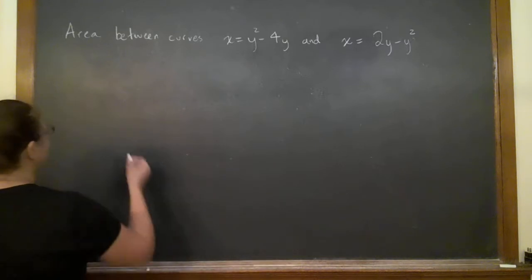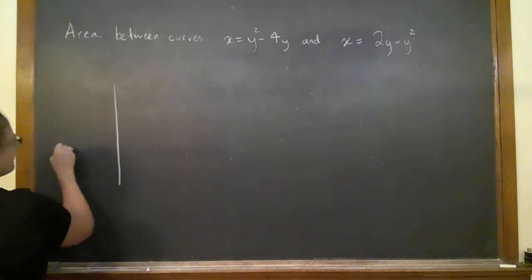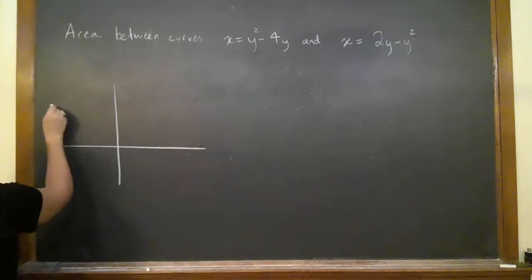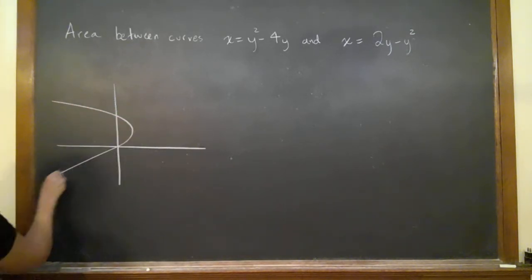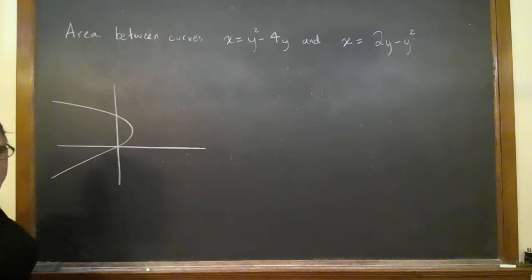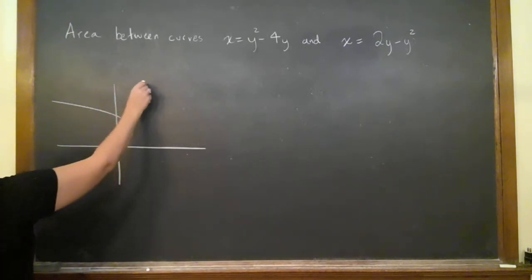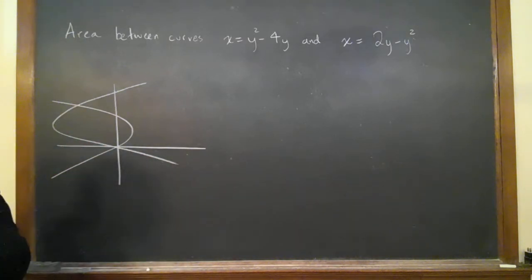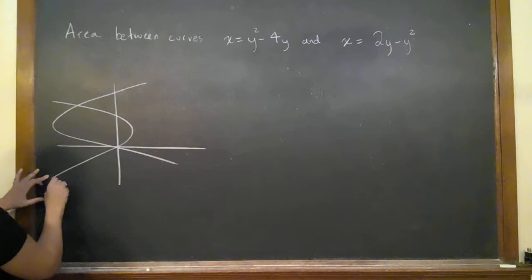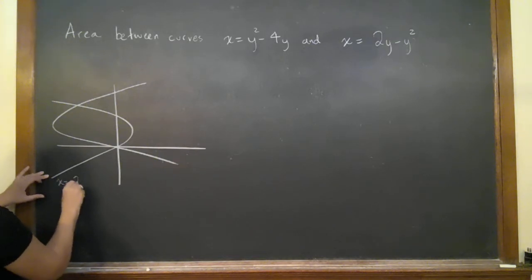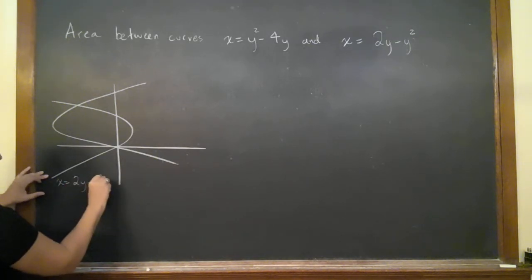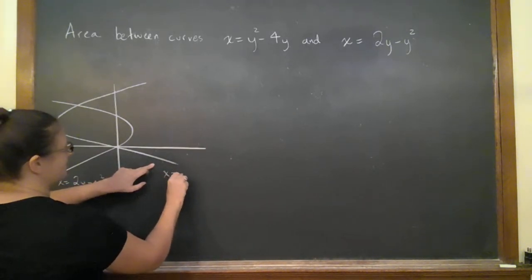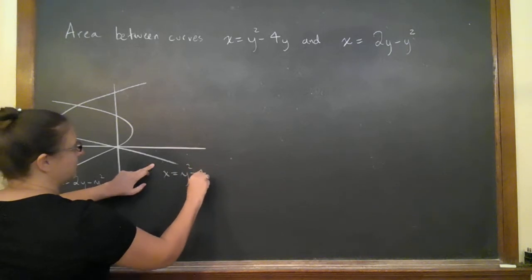So if I graph this, let me see if I get this right. One of them goes like this. You can see they both go through 0, 0. One of them goes like this, and one of them goes like this. So this guy is 2y minus y squared, and this guy is the other one, right? That's y squared minus 4y.